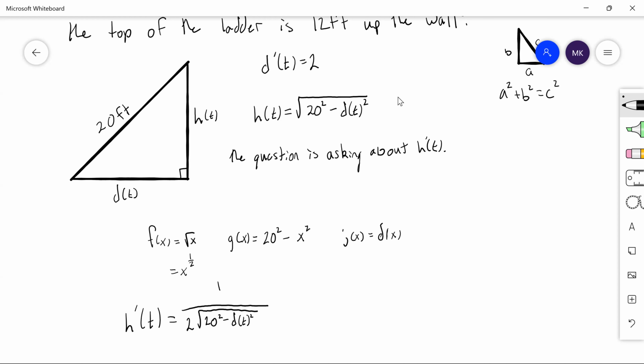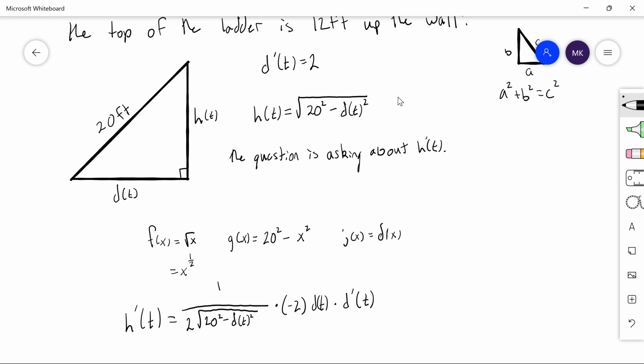And then we multiply this by the derivative of what's under the square root. The derivative of 20 squared is nothing. Then negative d of t squared gives us times negative 2 d of t, and then times the derivative of d of t, so we get d prime of t. Is everybody with me on this so far? Does everybody follow that derivative? Give me a second to write it down and let me know.